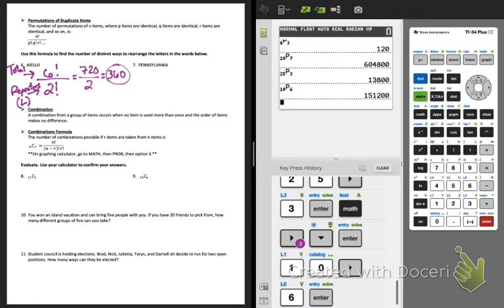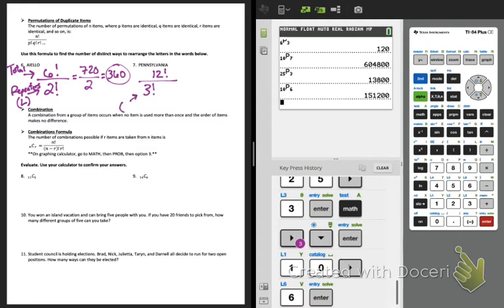So let's look at another word here. Let's look at the word Pennsylvania. There are 12 letters in Pennsylvania. So again, the 12 goes on top because that is the total. And underneath, I'm going to put the repeaters. So I see 3 N's. So that's going to go underneath.